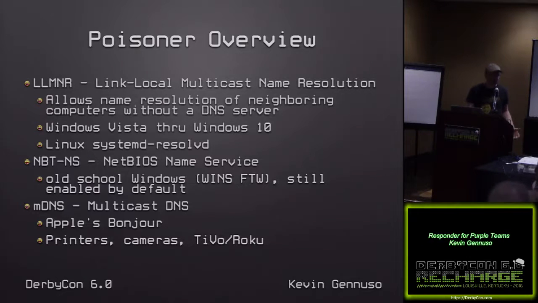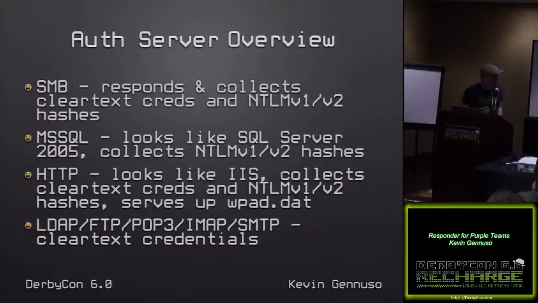And multicast DNS, same sort of thing. This is Apple's implementation. They call it Bonjour, Rendezvous. And it's also supported by a lot of printers and cameras and TiVos and Rokus and really weird devices. It's all about convenience, right? You're trying to put systems on a local subnet and have them talk, and sometimes convenience will get you into trouble.